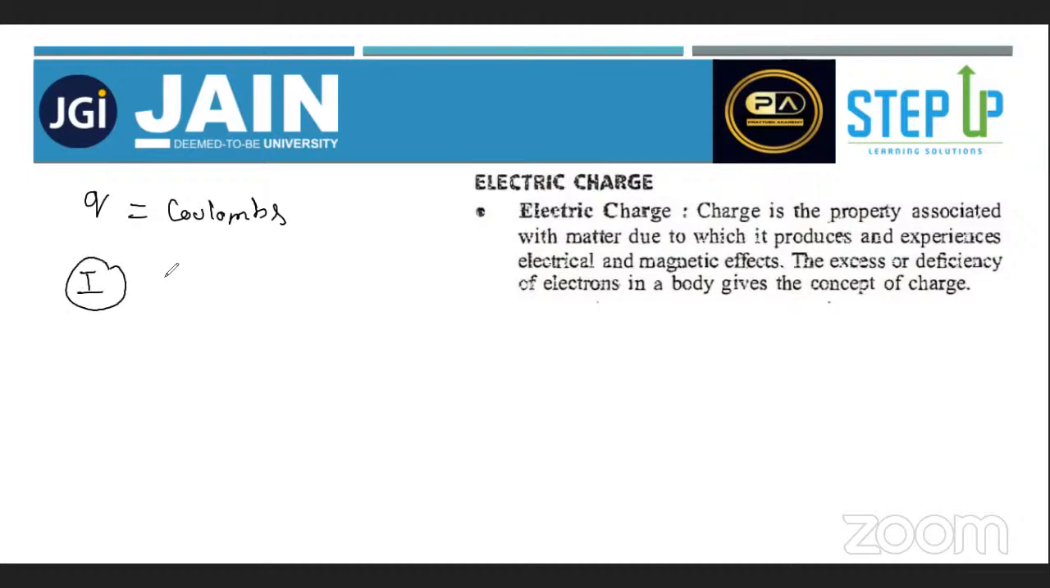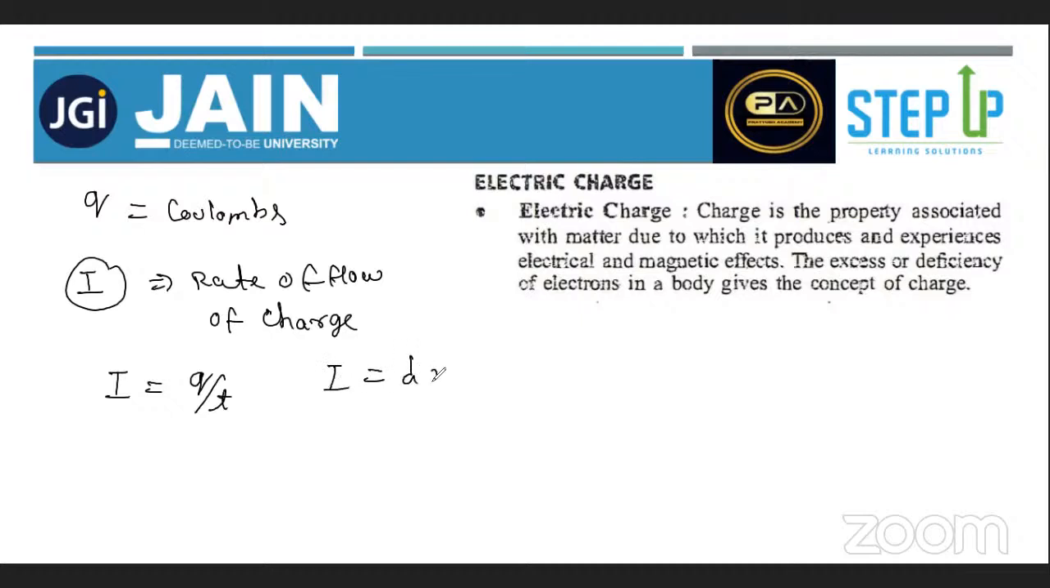When I'm trying to define current, I'd say the rate of flow of charge is basically current. In terms of current, if we are talking about big charge, we are talking about electricity, that is charge on electron. The first formula relating to this is I is equal to Q upon T, or you write I is equal to change in Q upon change in time.